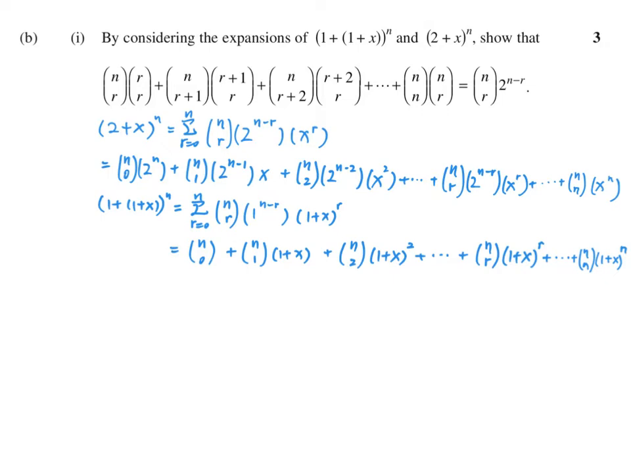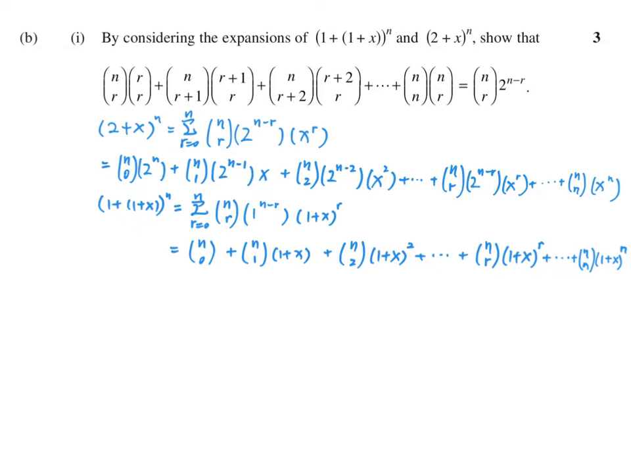This is binomial expansion. The second polynomial that we are going to expand is not a binomial, it is a trinomial, but we can still try to divide it into two parts. First part 1, second part 1 plus x. Similar to what we have done, summation from r equals 0 all the way up to n. The coefficient should be nCr. The first term is 1, 1 to the power n minus r.